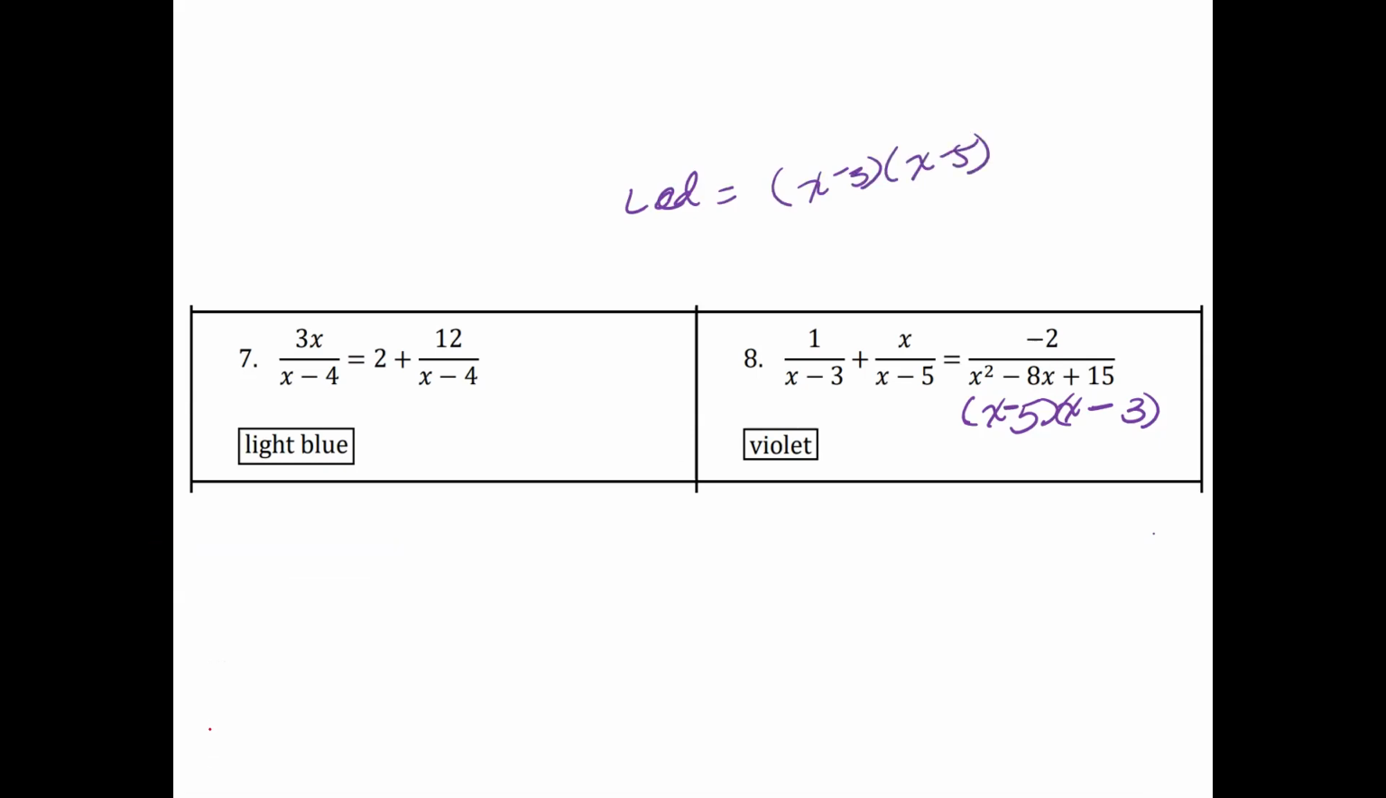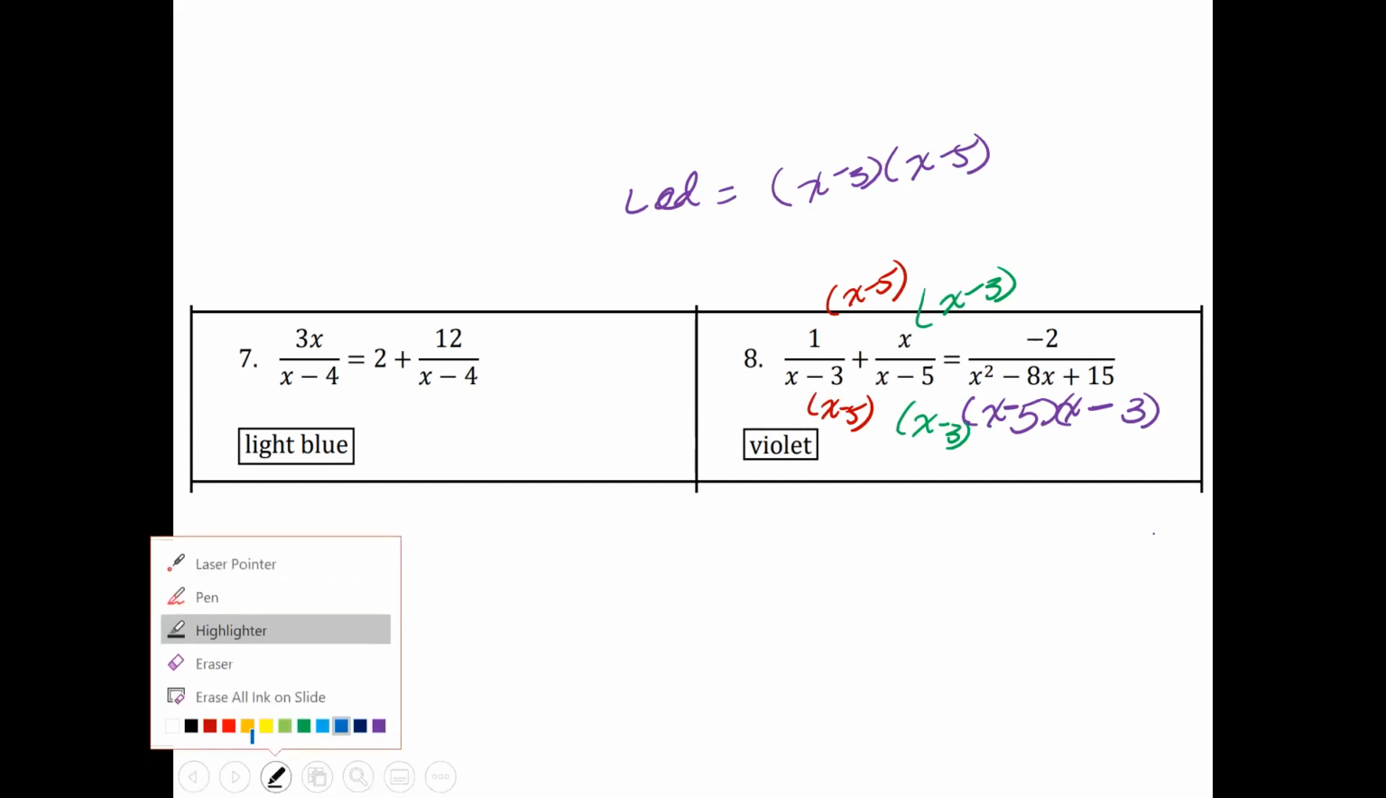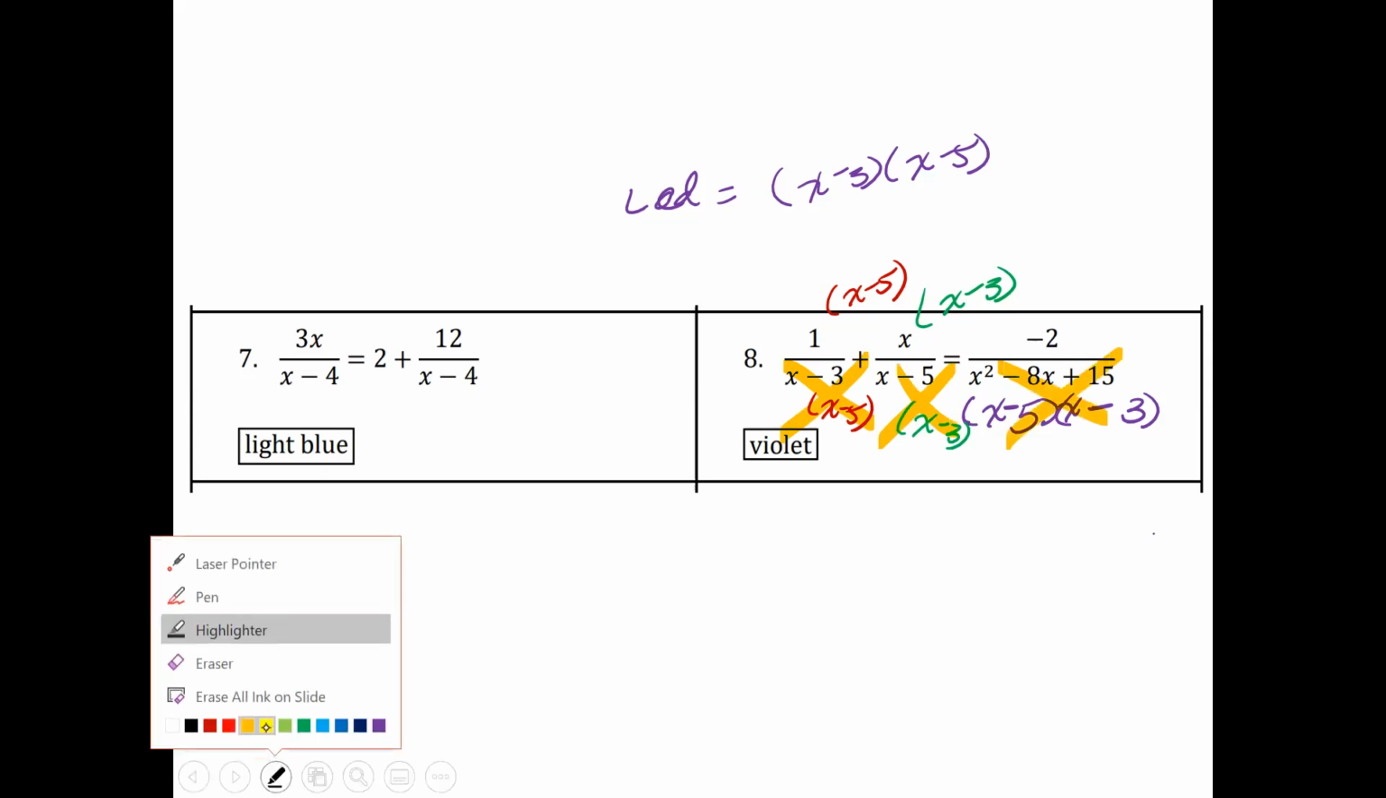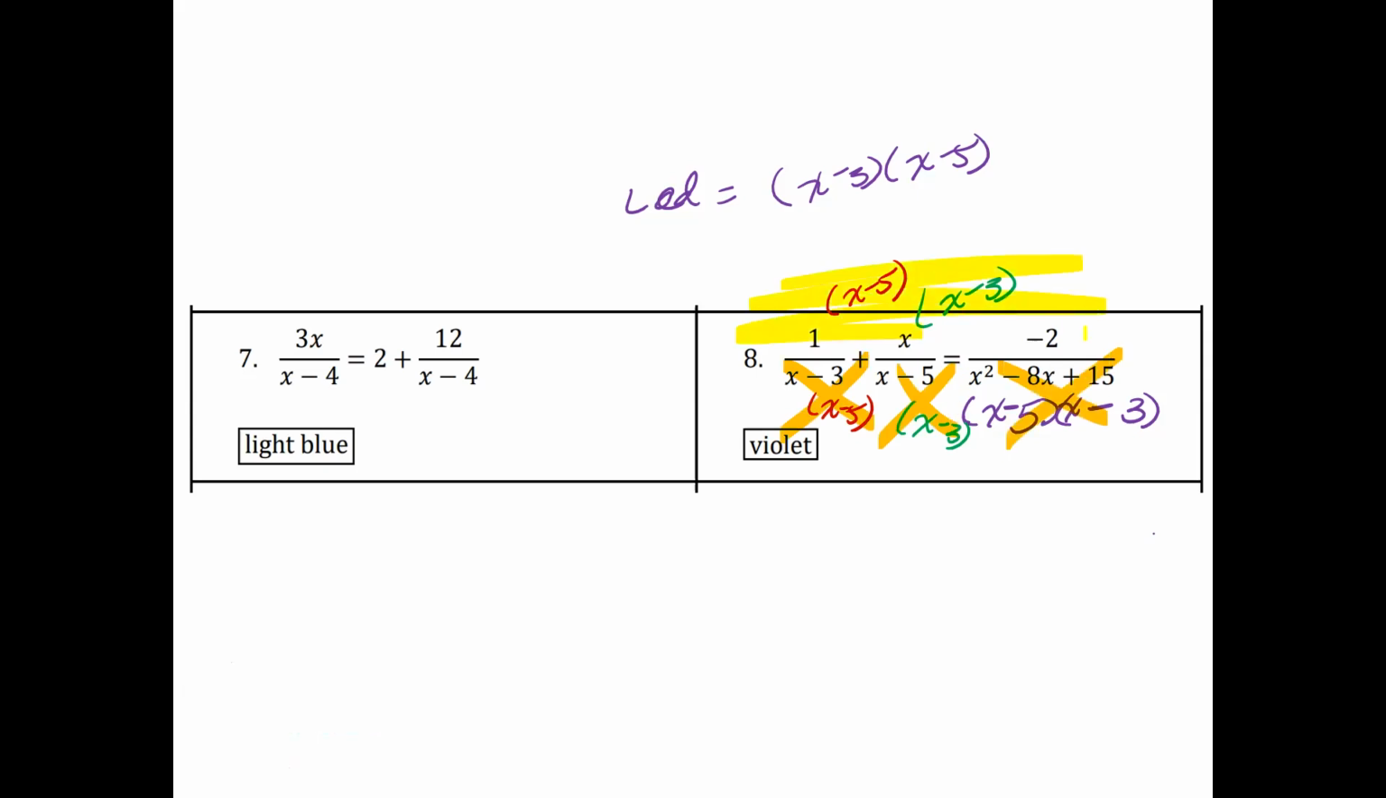So look at the first fraction. What is it missing? It's missing an x minus 5. Second fraction, what is it missing? x minus 3. Last fraction, it's not missing anything. It has both of those. So you don't need to do anything with the last one. You also know that your denominator is just going to get canceled, right? Because they're going to be exactly the same. So I'm just going to cross it out. Don't even need to worry about it. The only thing you need to focus on is your numerator right here.